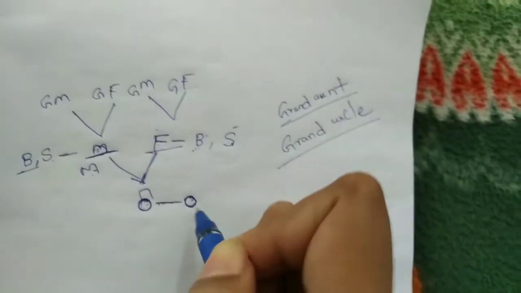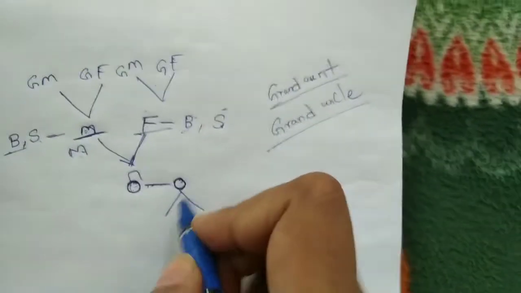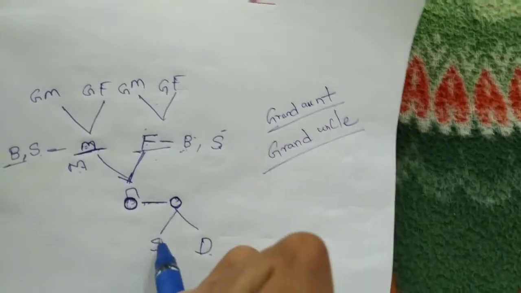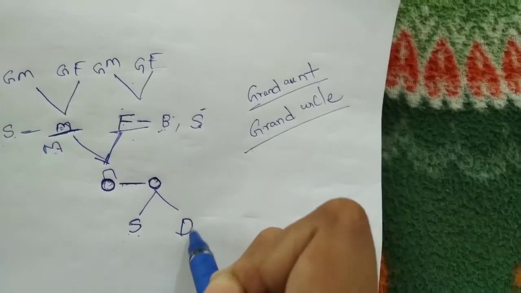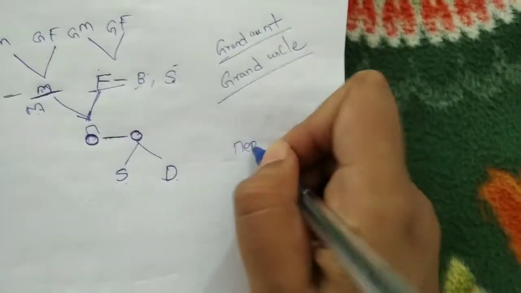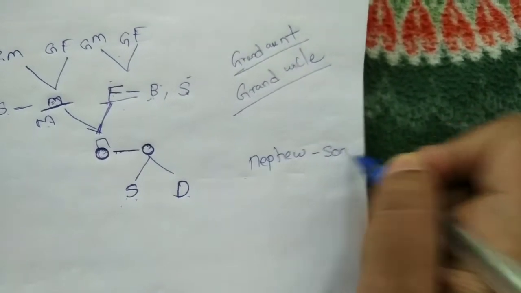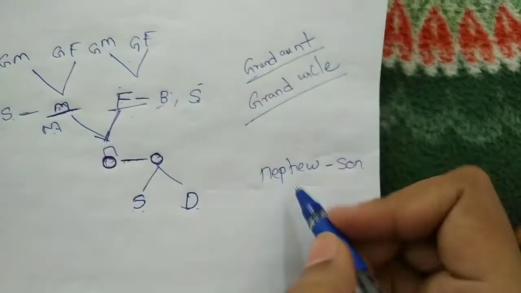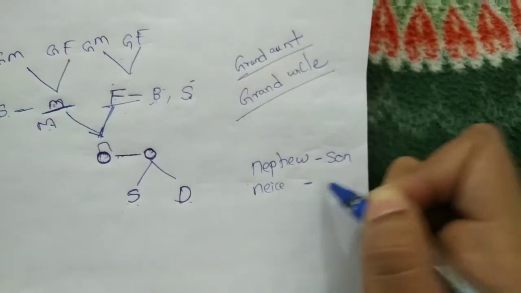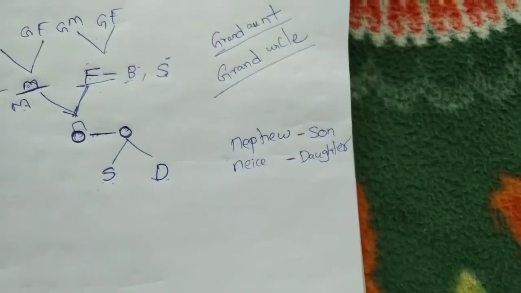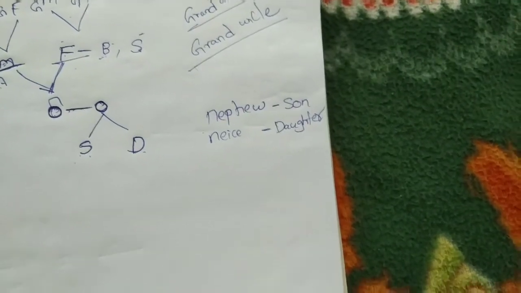Okay, and she has one brother, right? The brother has one son and daughter. Those are related to the girl as son, nephew, and daughter, niece. Got it? See, I am writing nephew, son. This word is used for son, I mean brother's son or sister's son. This word, niece, is used for daughter. Brother's son or sister's son we call nephew, and brother's daughter or else sister's daughter we call niece.